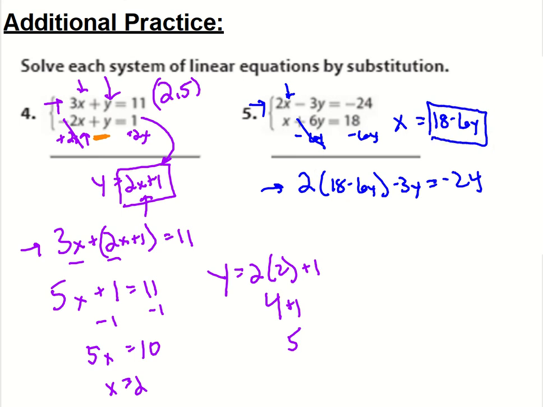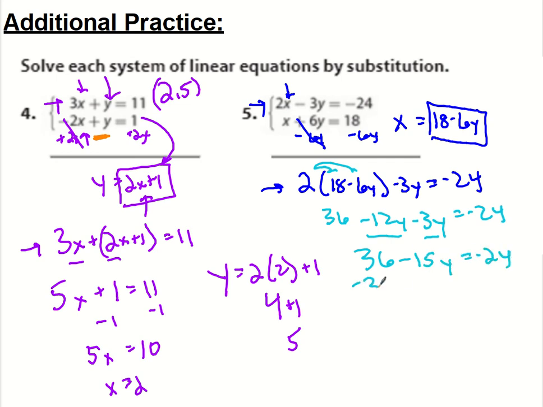Now I have to solve by using the distributive property. That's going to give me 36, and that's going to give me negative 12y, and then I bring down the rest of everything else. Combine my like terms. So that's negative 15y equals negative 24. Subtract 36 on both sides. I get negative 15y equals negative 60. Of course, you can use a calculator for this. If you need to use a calculator, please use a calculator. That makes this a little bit easier. So I get y equals 4.